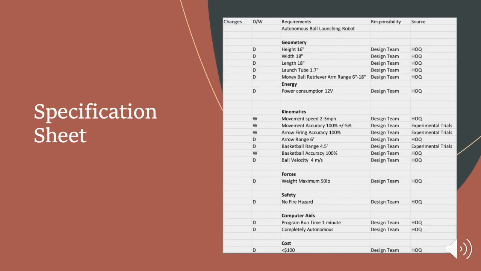This is the specification sheet. Some of the more important ones are that width and length are only 18 inches instead of the maximum 20, so that we can have some leeway if things are hanging over the edge. We also want 100% arrow firing accuracy and basketball accuracy, but we know that that is probably not going to be possible, which is why they are wants and not demands. Of course, we want a no fire hazard and for the cost to be less than $100.